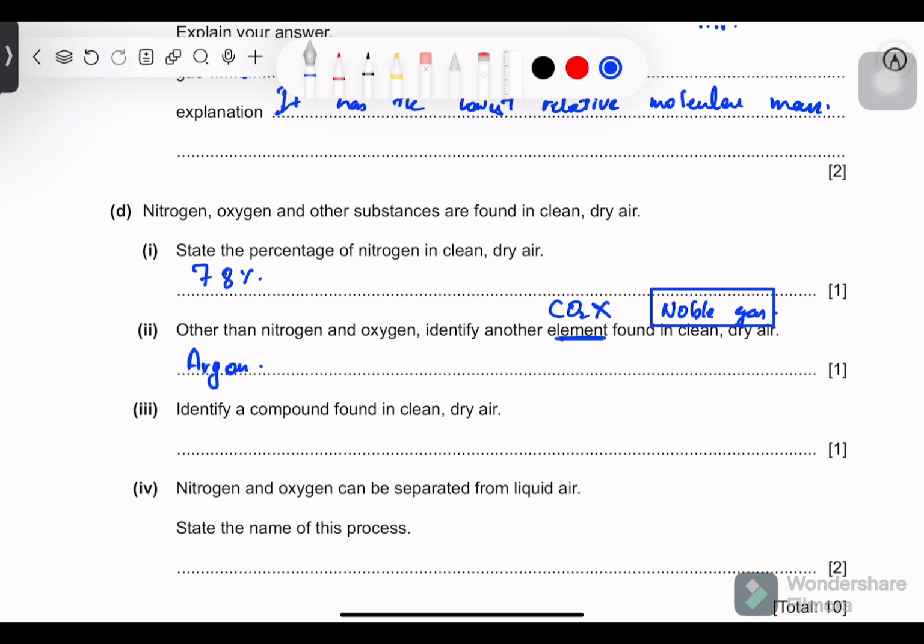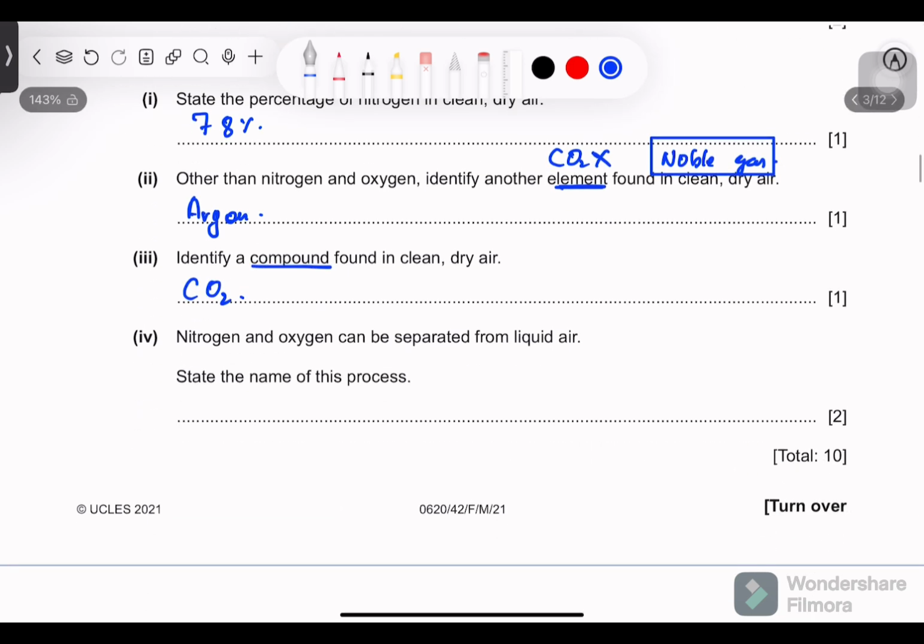Identify a compound found in clean dry air. So this is a compound, carbon dioxide. Nitrogen and oxygen can be separated from liquid air. State the name of this process. So separating different liquids is called fractional distillation, in which they are separated according to their boiling points. So air is first converted into liquid, and then the individual liquids, liquid nitrogen, liquid oxygen, are separated by referring to the boiling point.